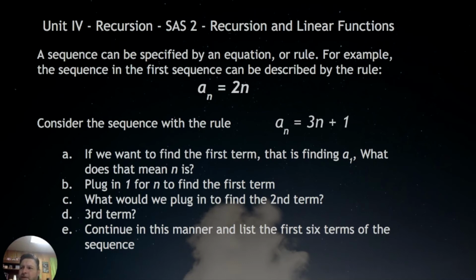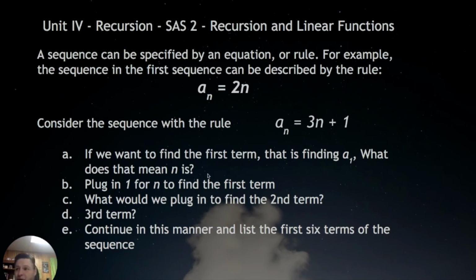How about this sequence with the rule A subscript n equals 3n plus 1? If we want to find the first term, that is finding A subscript 1, what does that mean n is? Well, if you're putting subscript 1 where the subscript n is, that means n in the function has to also be 1. So A subscript 1 would be 3 times 1 plus 1, or 3 plus 1, or 4. Plug 1 in.